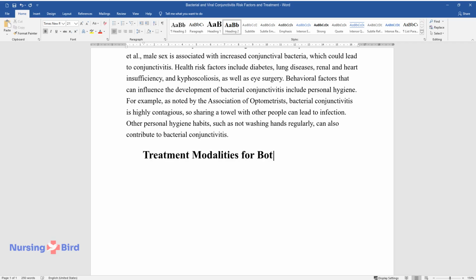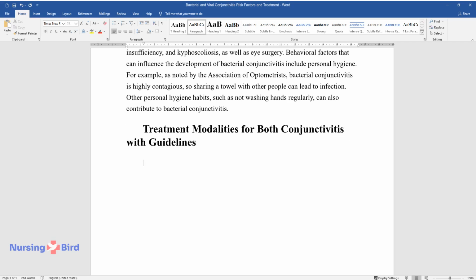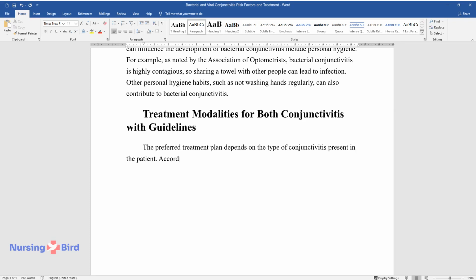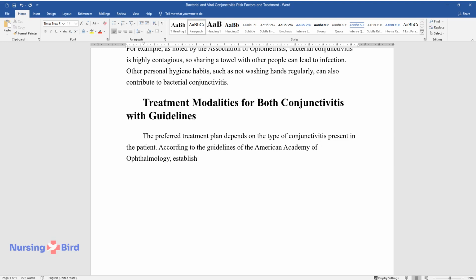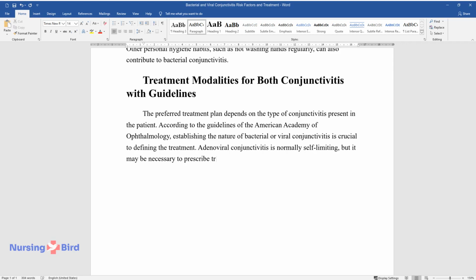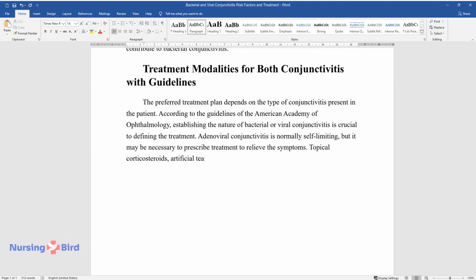Treatment modalities for both conjunctivitis with guidelines. The preferred treatment plan depends on the type of conjunctivitis present in the patient. According to the guidelines of the American Academy of Ophthalmology, establishing the nature of bacterial or viral conjunctivitis is crucial to defining the treatment. Adenoviral conjunctivitis is normally self-limiting, but it may be necessary to prescribe treatment to relieve the symptoms. Topical corticosteroids, artificial tears, and antihistamines are used to contain the symptoms of adenoviral conjunctivitis.